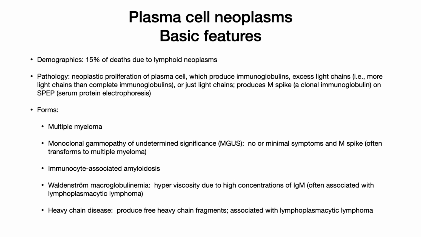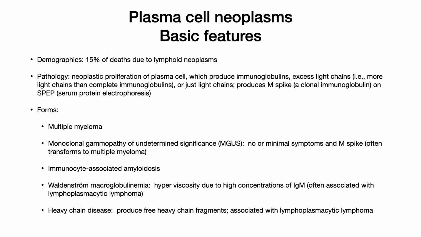There are different forms of plasma cell neoplasms. Multiple myeloma is one. Monoclonal gammopathy of undetermined significance is another. These patients basically have no symptoms, but they often have that M spike. Once again, it's a monoclonal gammopathy: one clone producing one type of immunoglobulin, but they don't necessarily have the plasma cell numbers, though oftentimes they'll go on to develop it.